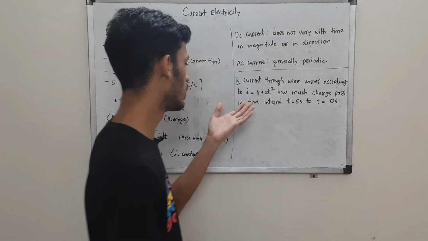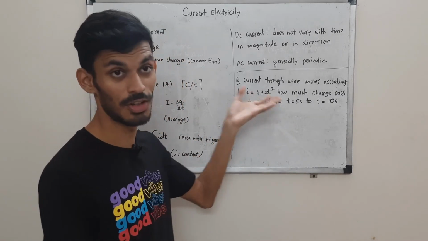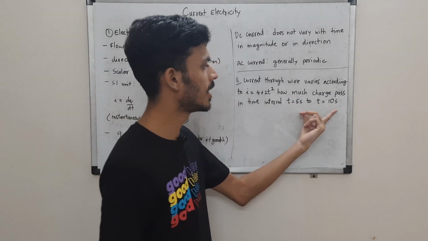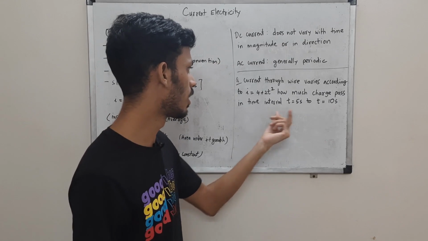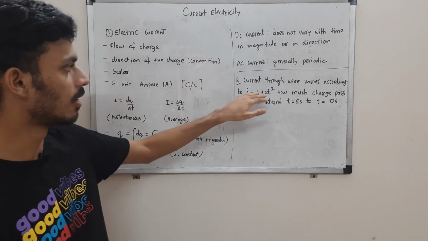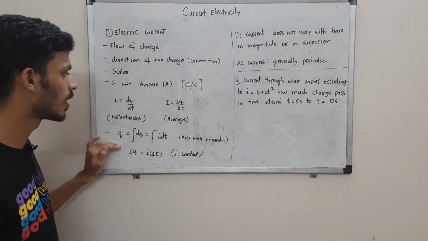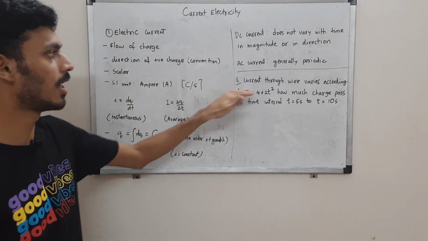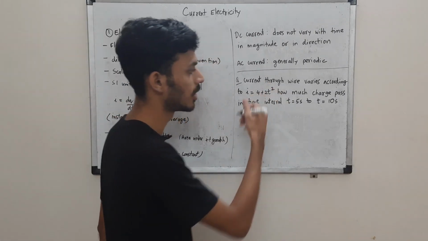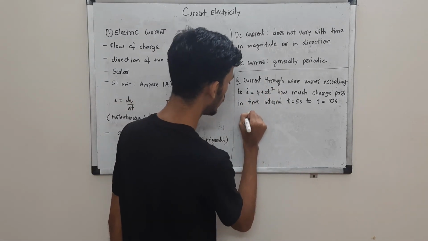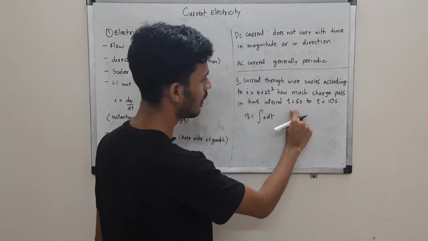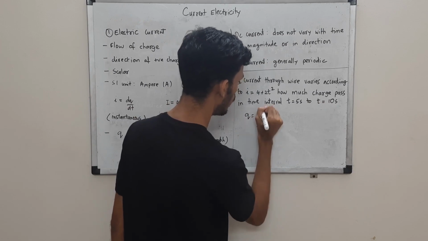Here we are given some current as a function of time, and you are supposed to find how much charge passes through this conductor in this time interval, 5 seconds to 10 seconds. Now current is given as a function of time, so you can use the integral format. If current was constant, you can directly use the simple formula. Now current is not constant, it is a function of time, so we'll be using q is equal to integral I dt. Now the limits you know, t1 to t2, so 5 to 10 seconds.